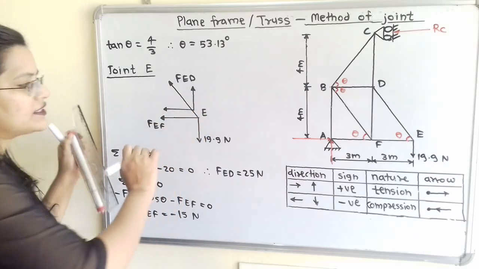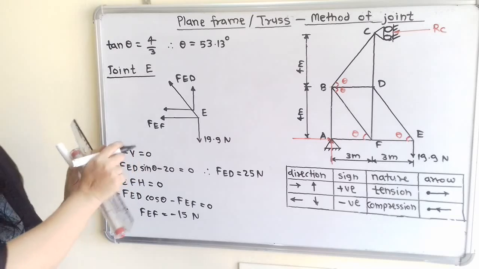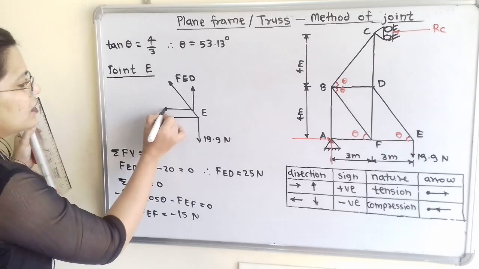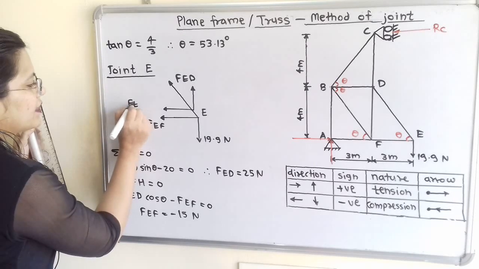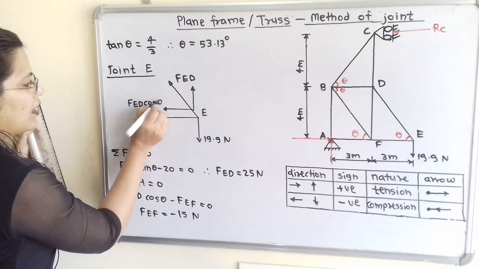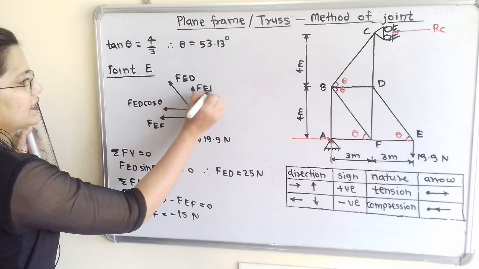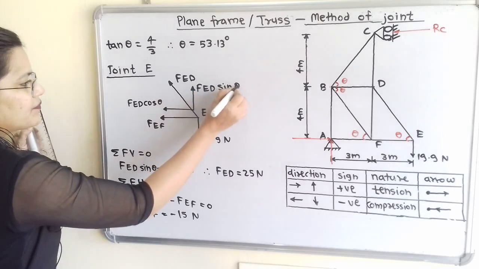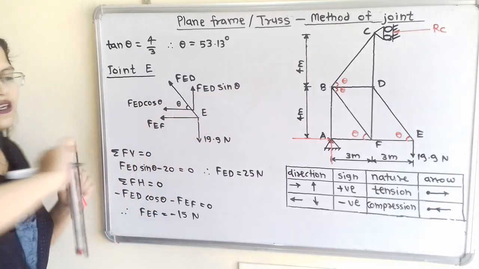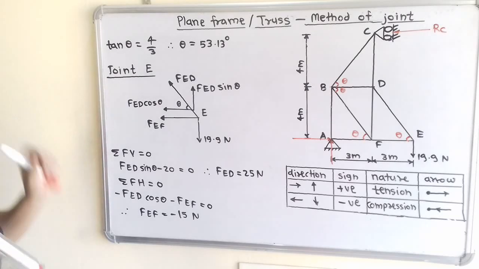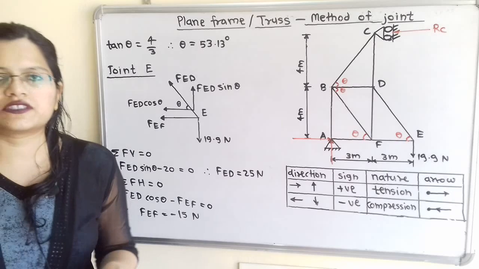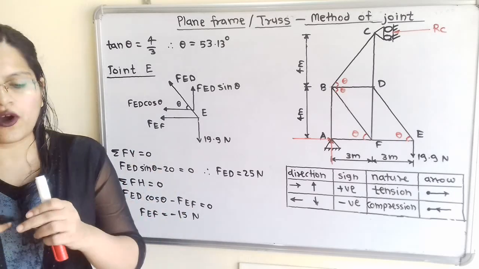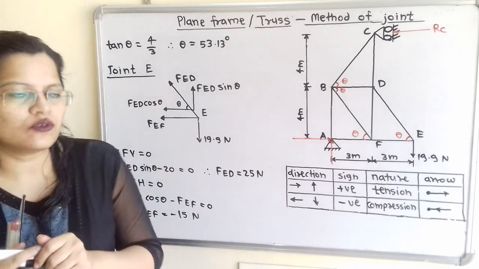Now how to show its value? We know that angle theta is 45 degrees. So this horizontal component we can say FED cos theta, and here FED sin theta, and here is the angle theta. Now we will apply the rule of equilibrium. Summation of all horizontal forces is equal to 0. Summation of all vertical forces is equal to 0.